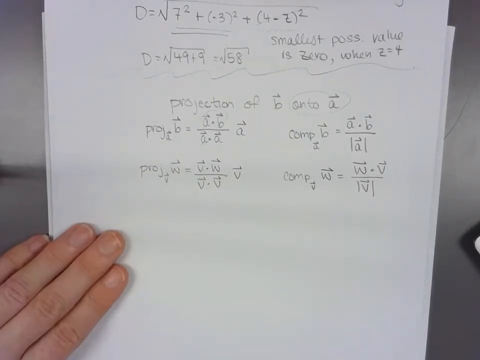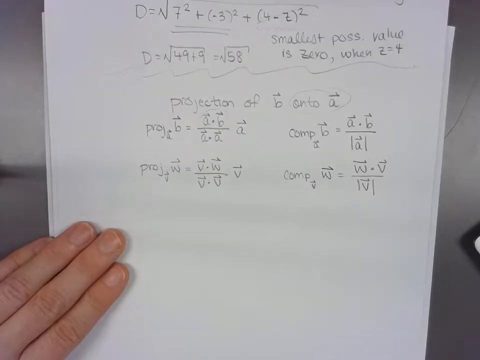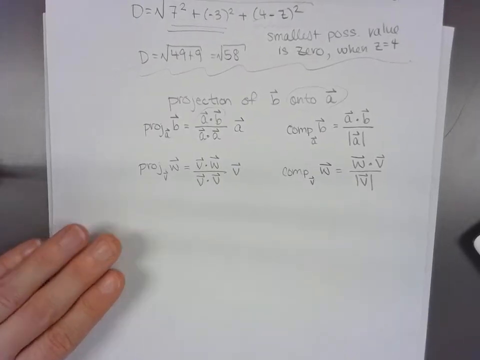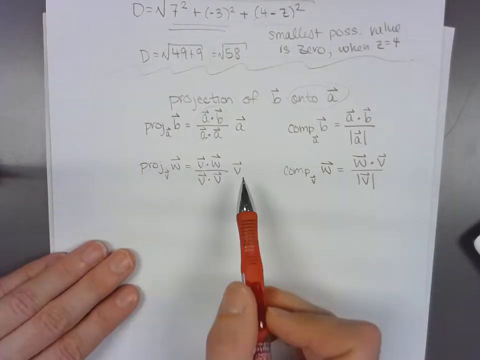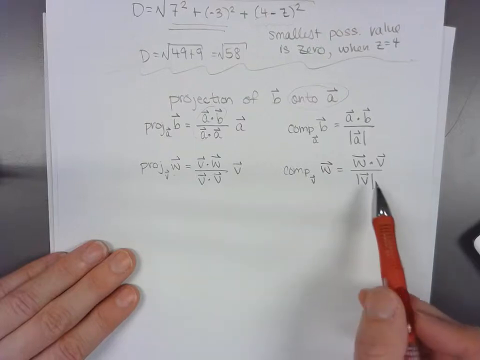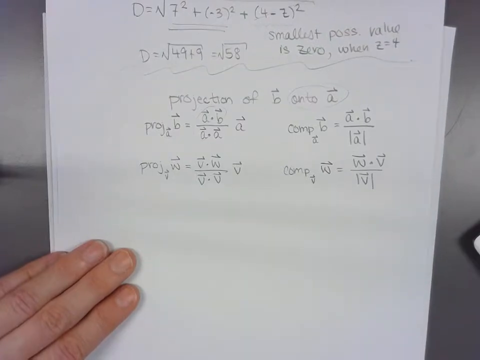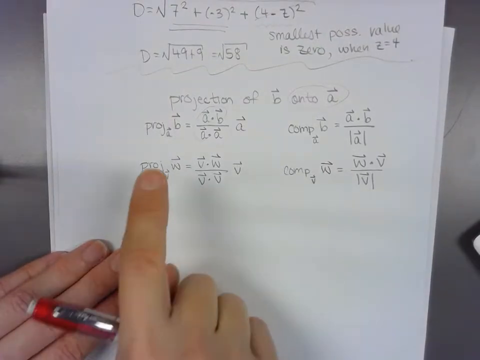So your projection will always be a vector, and the component a scalar. Yes, very important. The projection, your answer is a vector. Scalars for the answer. Your component should be one number. The projection should be a vector.